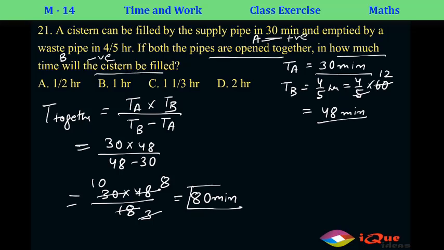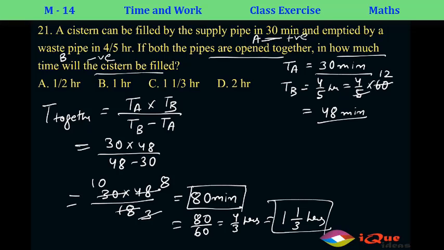That means together these two pipes can fill the tank in 80 minutes. Now 80 minutes, if you divide by 60, it will become 80 by 60, that is 4 by 3 hours. Now 4 by 3 hours can be written as 1 and 1 by 3 hours, which is option C, the correct answer.